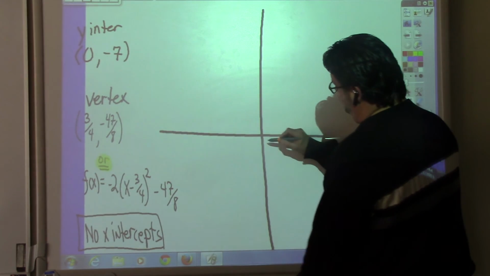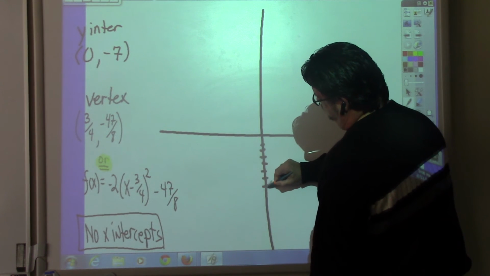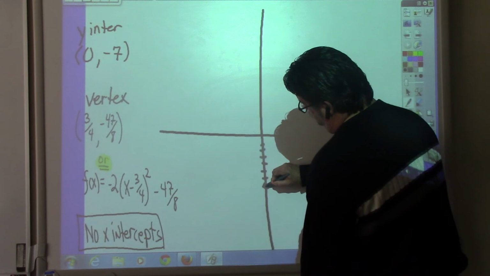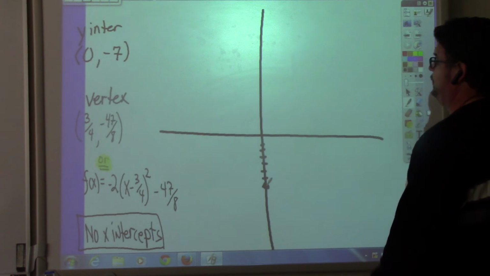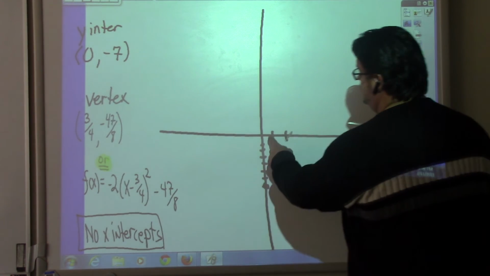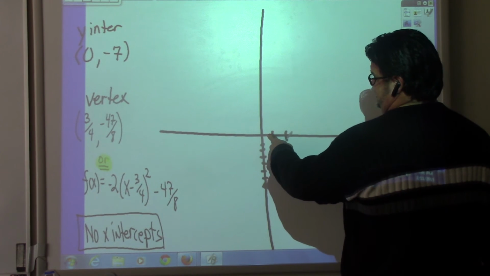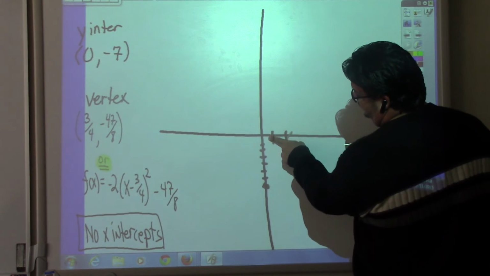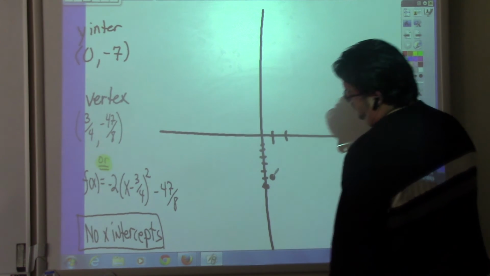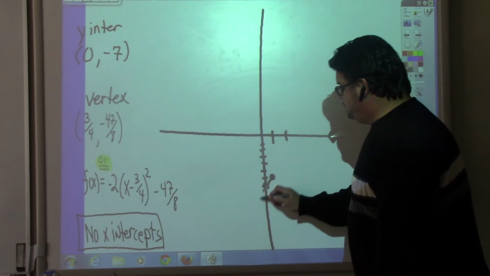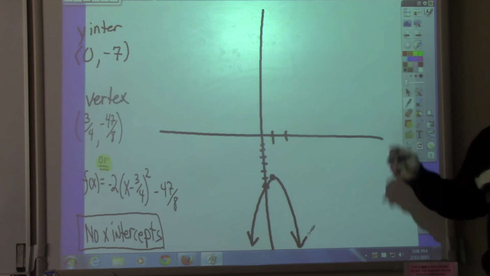0, -7. 1, 2, 3, 4, 5, 6, 7. And 3/4. 3/4 will be right here, and 8 will go in that how many times? 8 times 6? -6. 1, 2, 3, 4, 6. And which way is it opening? That way. So we're not going to have what? X-intercepts.